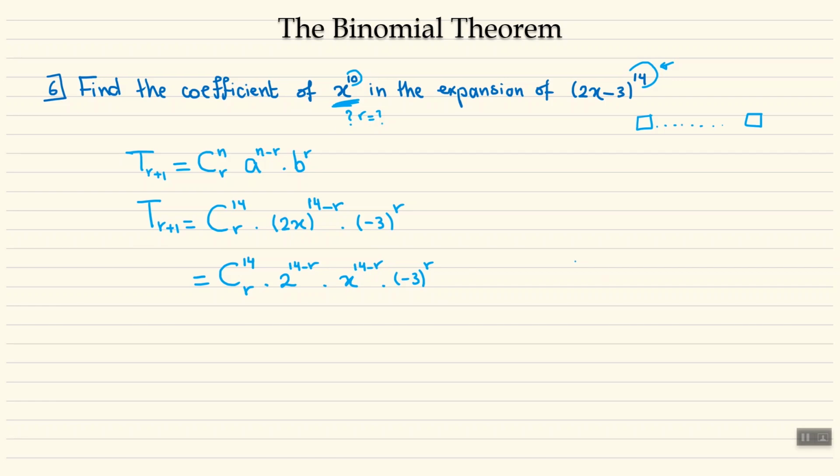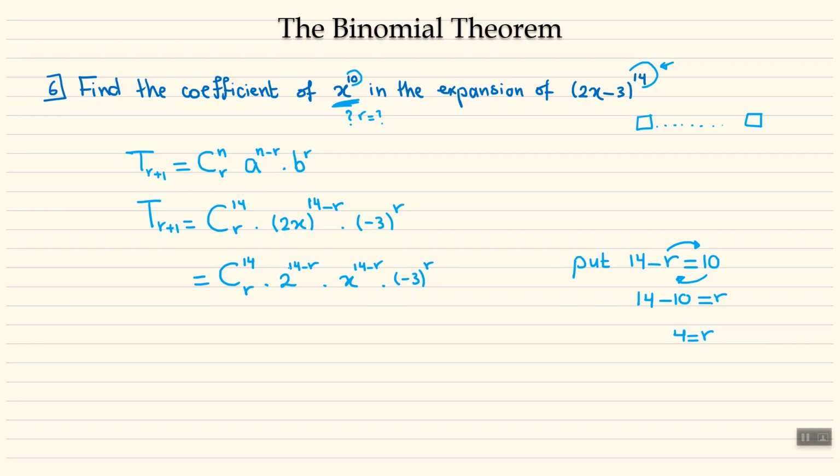So why don't we put 14 minus r equals 10? Because this power, I want it to become 10. I want 14 minus r to be 10. This is what I want to solve. If I do this, then I can find the value of r by transposing minus r to this side to become positive and transposing the 10 to the other side. So I'll have 14 minus 10 is equal to r. 14 minus 10 is 4, and 4 is equal to r.